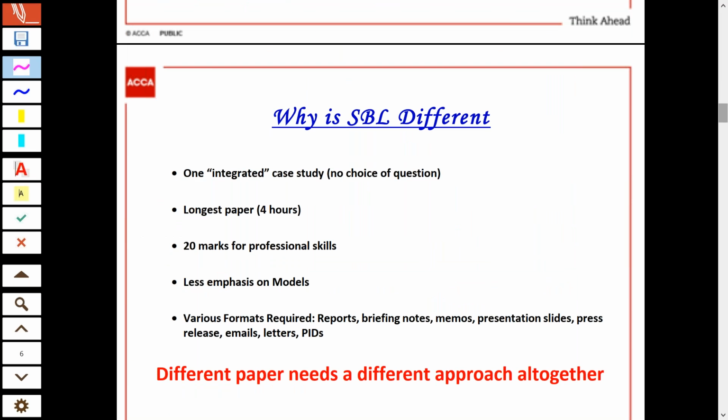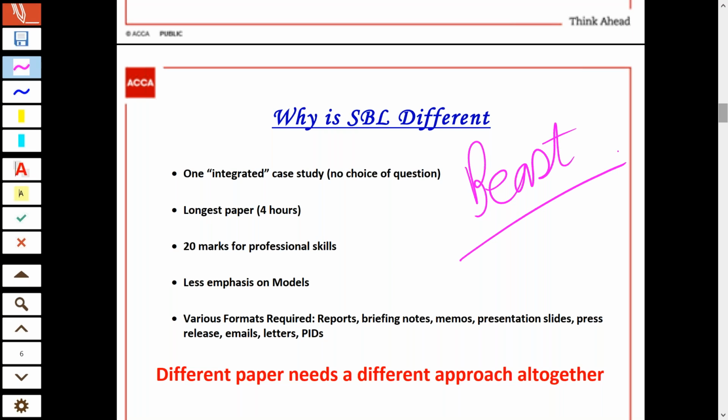Now, for those of you who are giving SBL for the first time, if I want to describe SBL in one word, it is a beast. You understand beast? It's a beast of a subject. SBL is actually very, very different from all the other ACCA papers you have given so far.